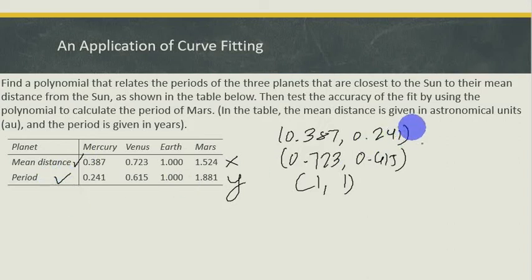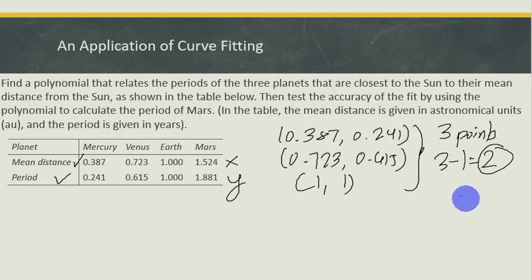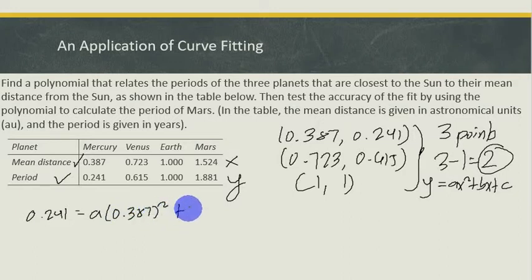And since we're given 3 points, the polynomial that we would need would be a polynomial of the second degree, or a quadratic equation, given by its general form, y is equal to ax squared plus bx plus c. So let us plug in the values. From the values of Mercury, we're going to have 0.241 equal to a multiplied by 0.387 squared plus b times 0.387 plus c.